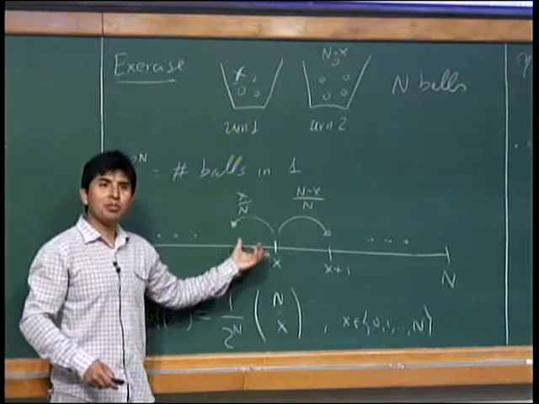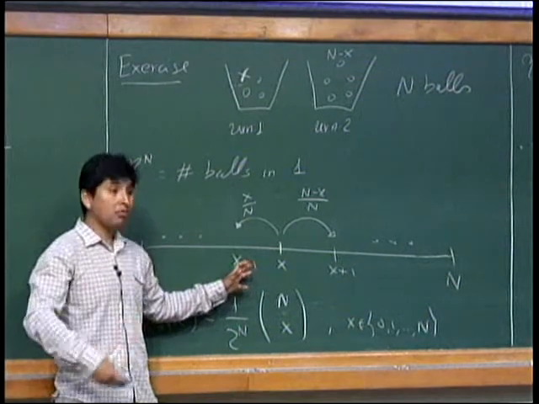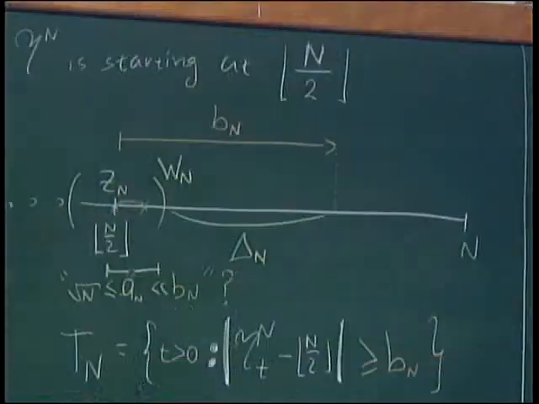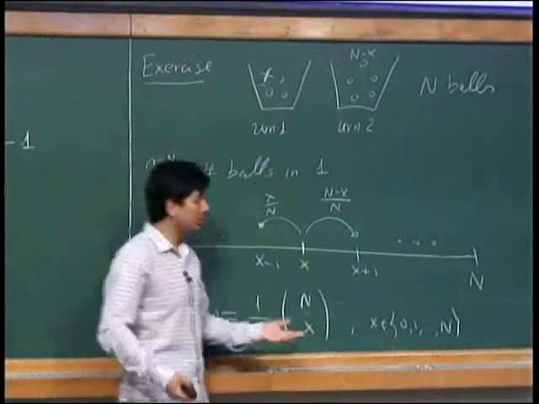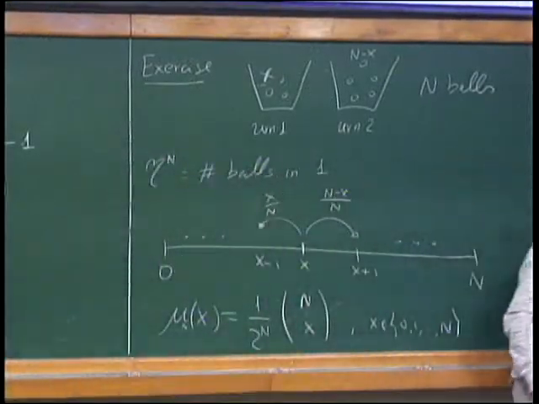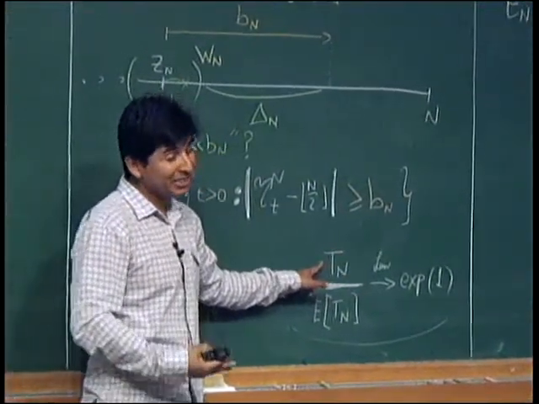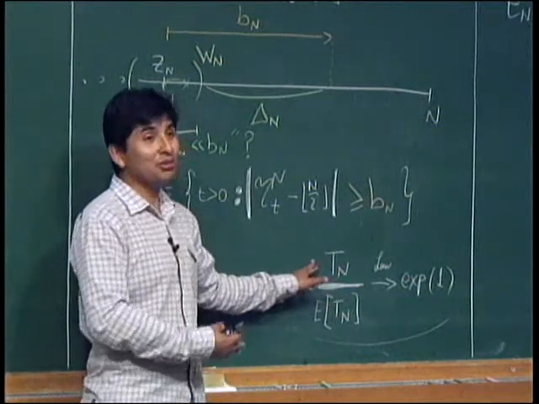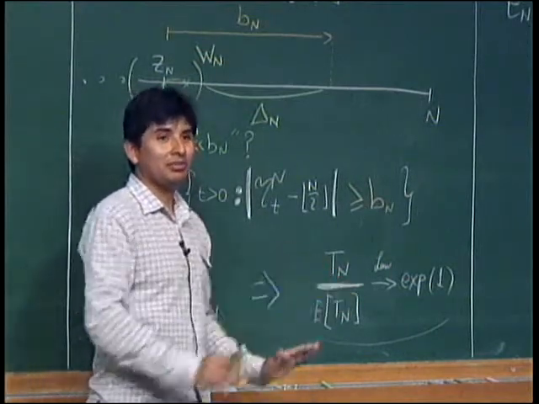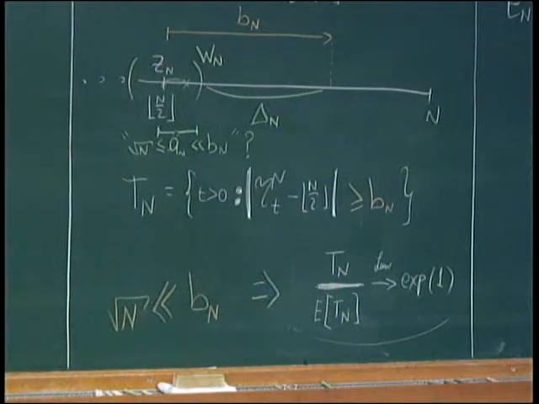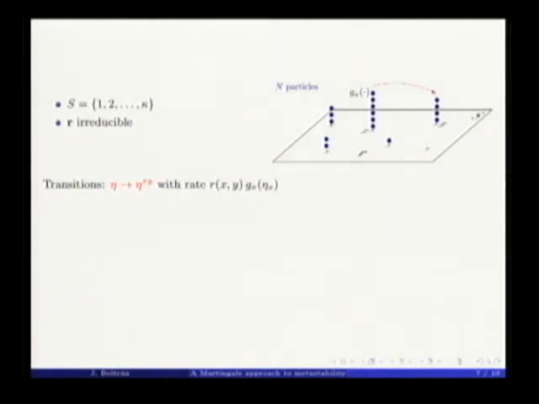Yes, I changed the discrete time problem for a continuous time problem, taking these as my transition rates, but actually the two problems are equivalent. Because this expectation is going to infinity, the difference between the discrete time escaping time and the continuous escaping time is negligible. So the two problems, the discrete time and the continuous time, are equivalent. Okay, so these are the rates for our Markov process.